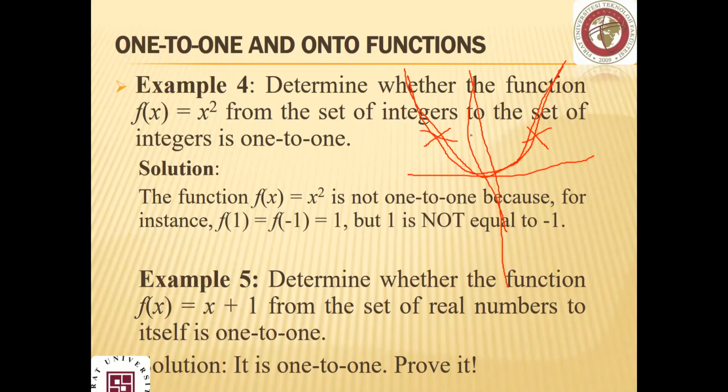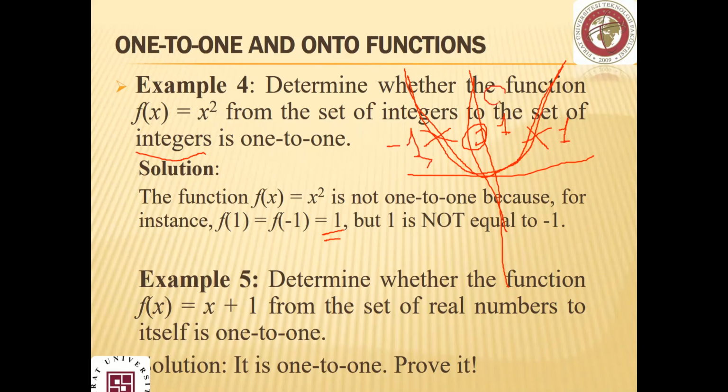As a proof, think about it. We speak about integers. f of 1 is equal to 1 squared, that's 1. f of minus 1 is minus 1 squared, which is 1 also. So this value 1 is taken by both 1 and minus 1.